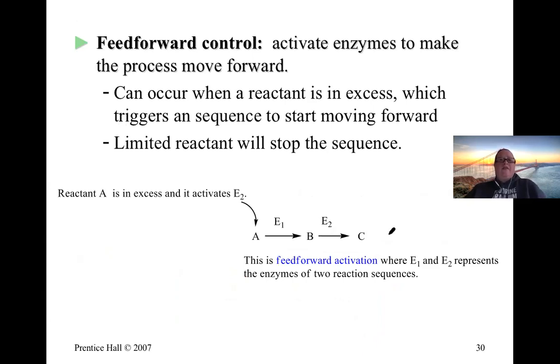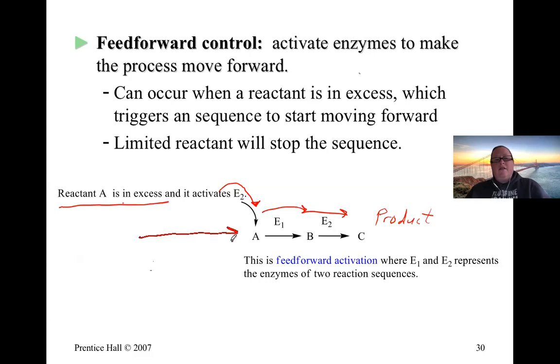Feed-forward control activates enzymes to make the process move forward. With this one, it is not so much the product that's in control, it's the reactant. We have a lot of reactant and it's building up in excess, so it activates the enzyme, which activates the next, which activates the next, which ends up giving you your product. So it is just sequential down the line. Feed-forward control is when the reactant is in excess, it propels the reaction to make the product.